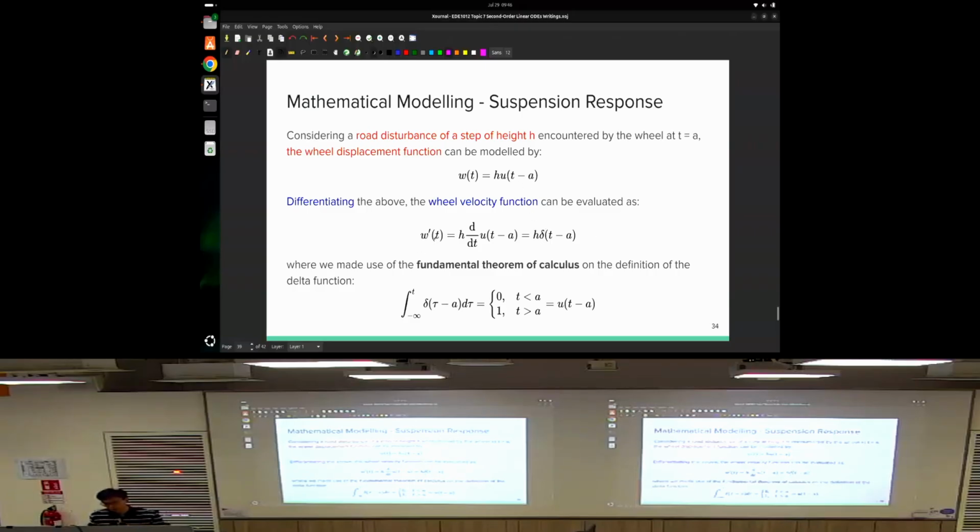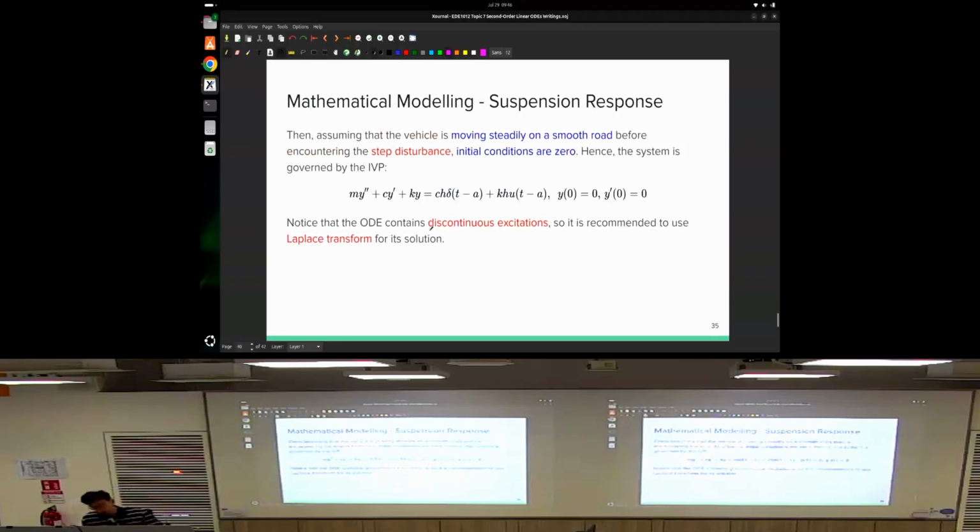So we can define w' as well. Then what we do is just substitute the delta function and the unit step function back into the ODE. Okay, and then this is our initial condition. We just let it be 0, so 0 initial displacement and 0 initial velocity. That's considering that the car is moving along a smooth road until it hits the curb at t equals a. Any questions with the derivation of the IVP? So this is your initial value problem.